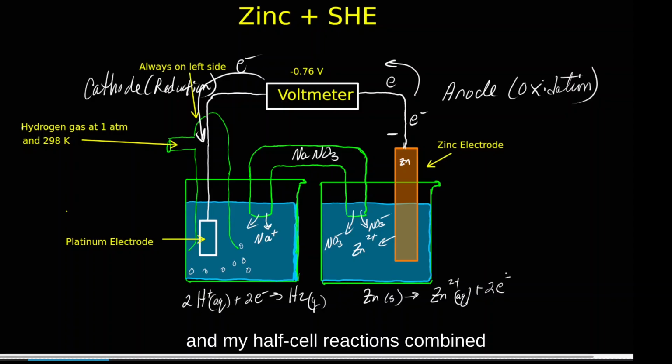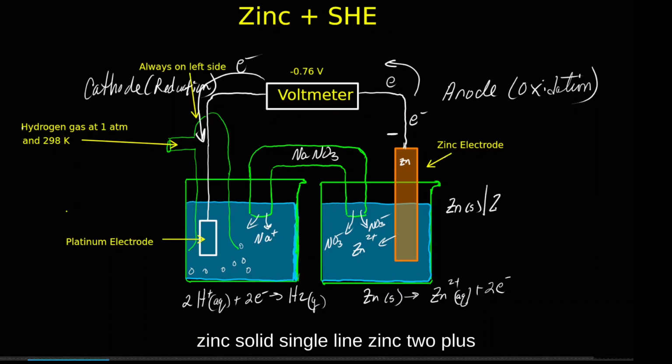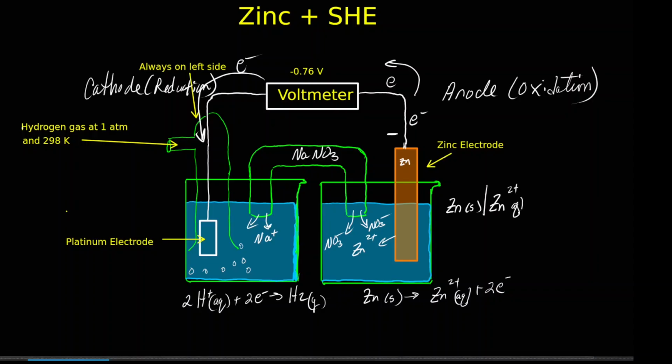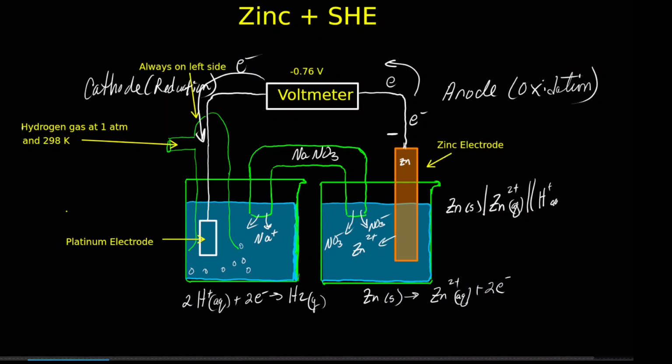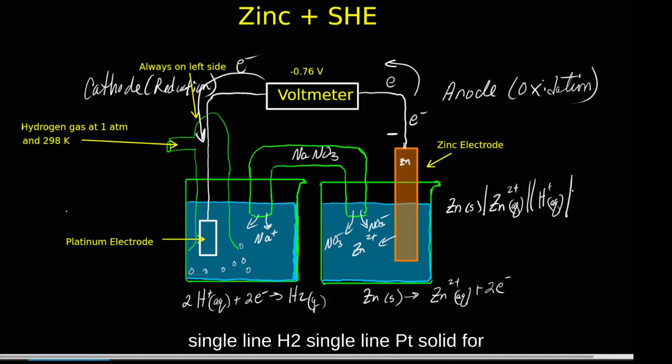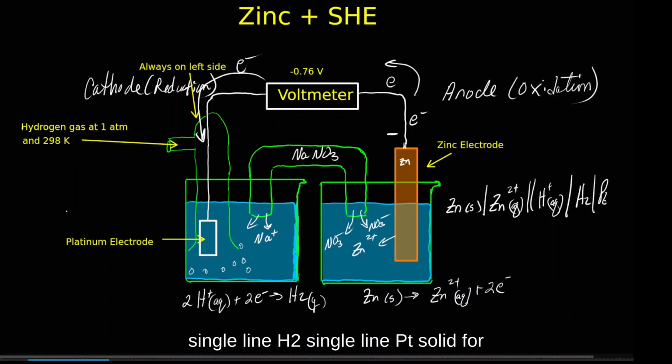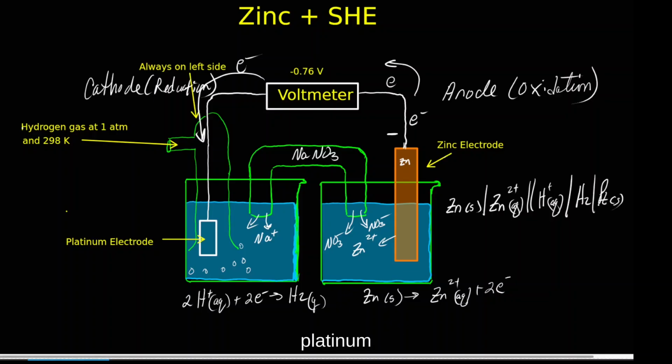And my half cell reactions combined together to make a line notation will be zinc solid, single line, zinc 2 plus, double line, H plus, single line, H2, single line, Pt solid for platinum.